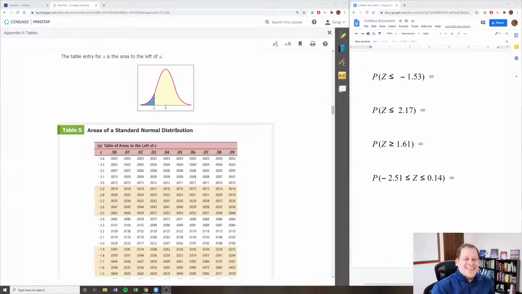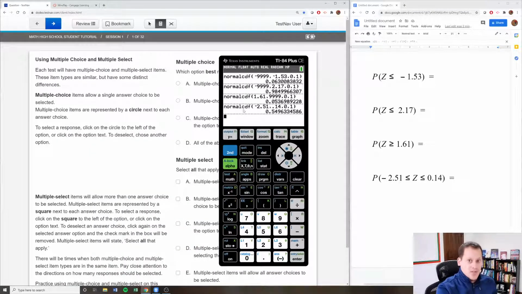Welcome back. In the last video, we talked about how to calculate areas to the left of, to the right of, and between z-scores using the graphing calculator. So we would use normal CDF to answer these questions. And based on the z-score that we're interested in, and whether it's less than or equal to, greater than or equal to, or between two z-scores, that determined what we put into the function.